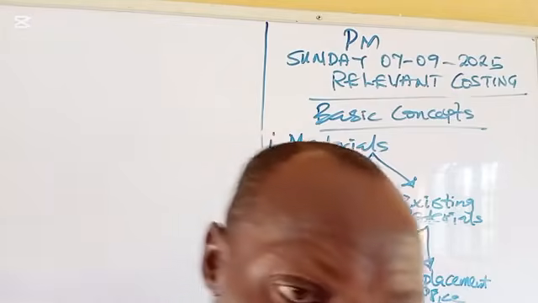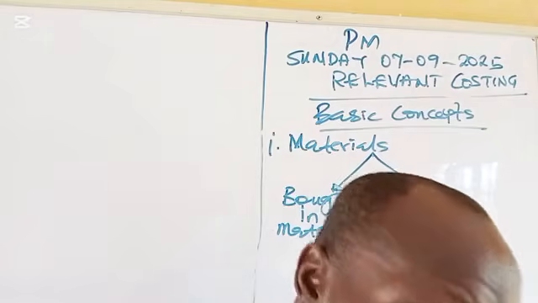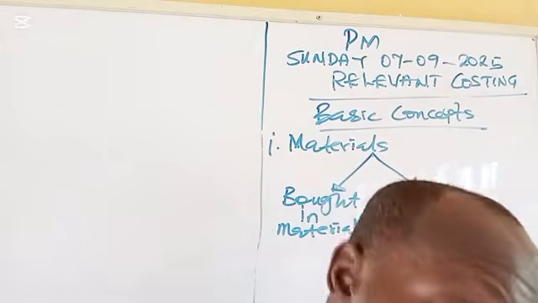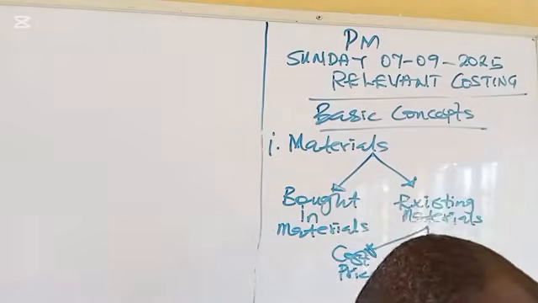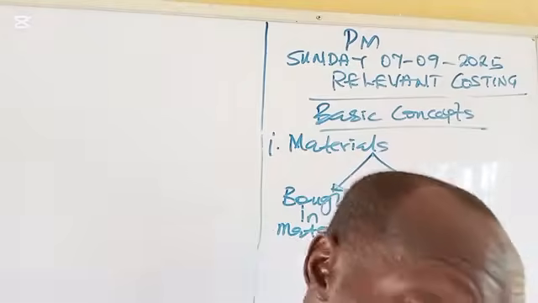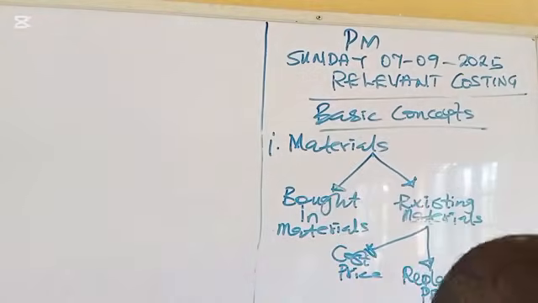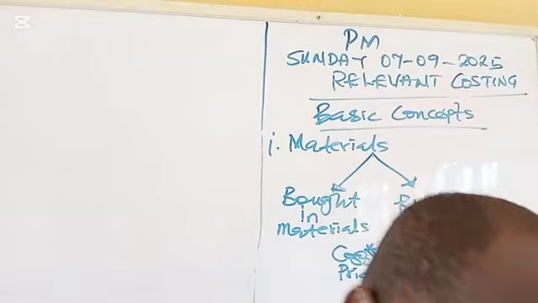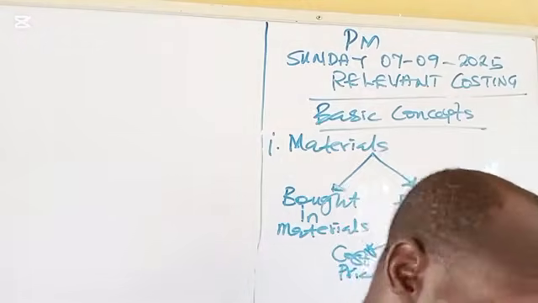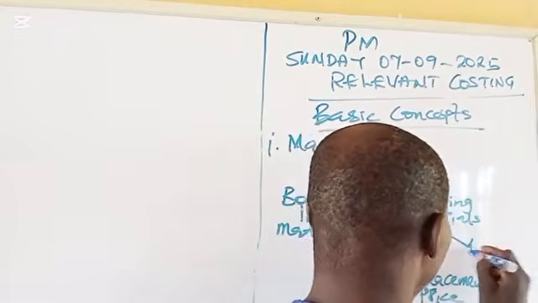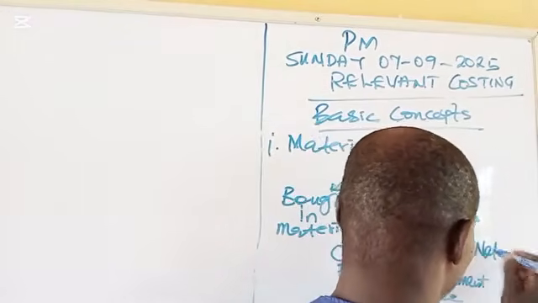When do we use the replacement price? Where it is used regularly. Because if you don't have it in stock, you will have to buy the one that you will use for the job or contract. So, the third price to consider is the net realizable value.